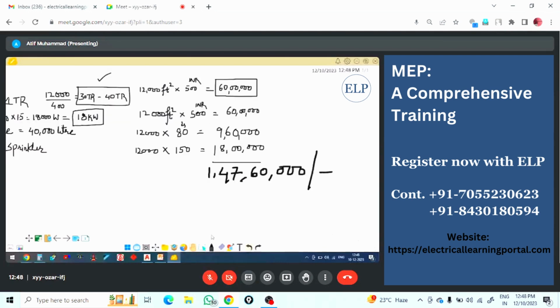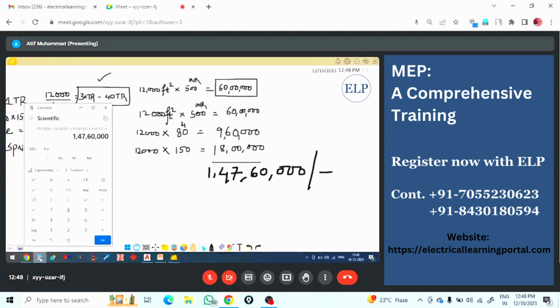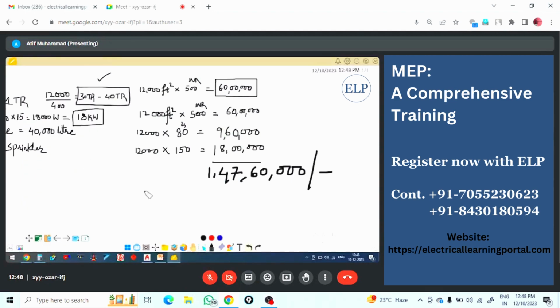Now if I divide this by 12,000, what is the rate per square feet I am getting? So approximately I am getting 1230 rupees. If I talk about this MEP costing, I am getting 1200 rupees per square feet. So this is the rough estimation here. Per 1 square feet area, how much is the costing?